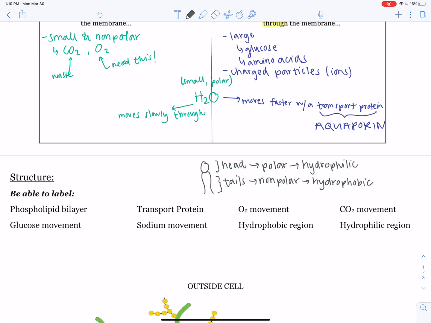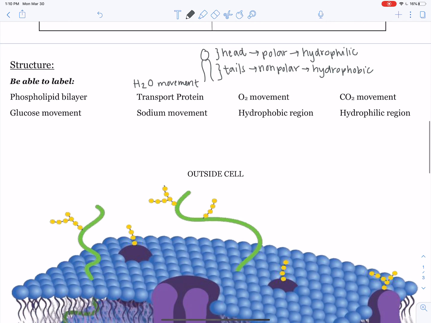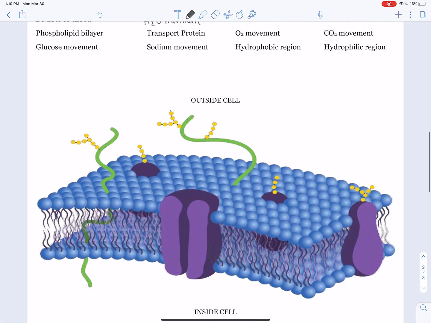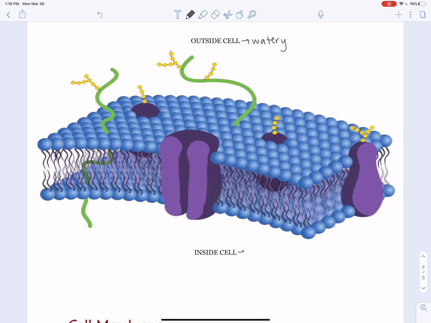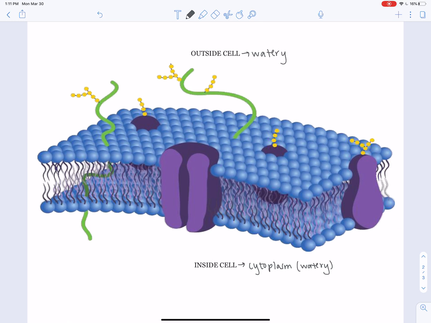Okay. So what I would like you to do is pause the video and also add in H2O movement. You should draw an H2O movement. And take a second and try and label these different parts of this cell membrane. I'll remind you that outside of the cell, it's often a watery substance. And inside of the cell, we're talking about our cytoplasm, which is also watery and polar. All right, so go ahead, pause the video, label this on your own, and then I will tell you what it should be.